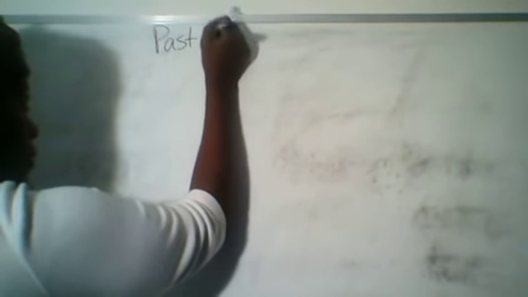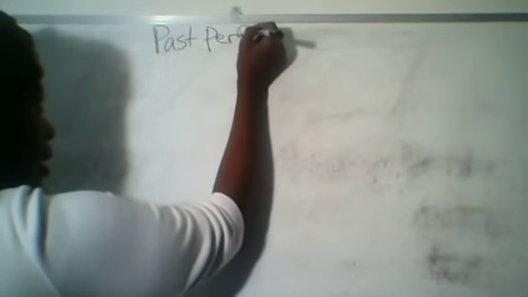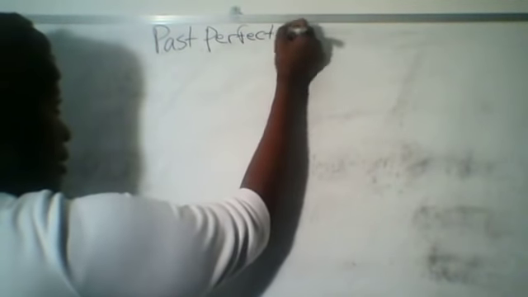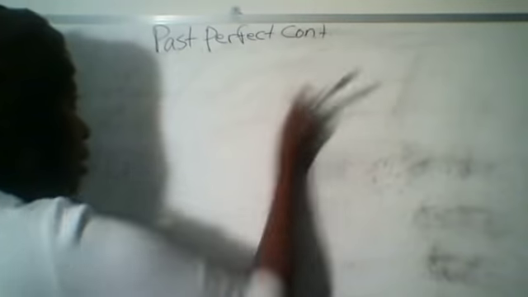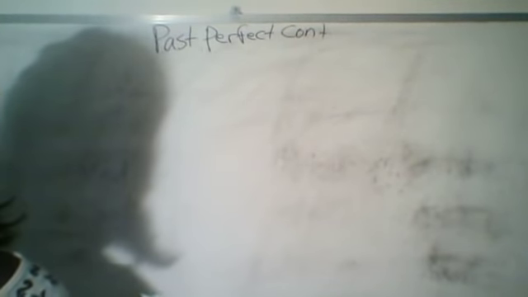All right, I'm gonna write it right here so you guys can see. Past perfect continuous. Where's my marker? Okay.